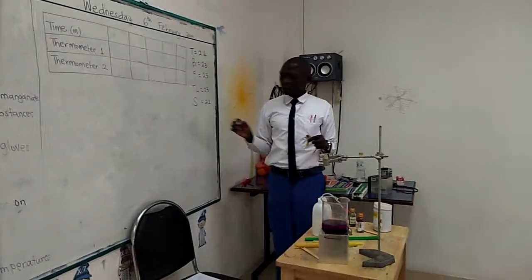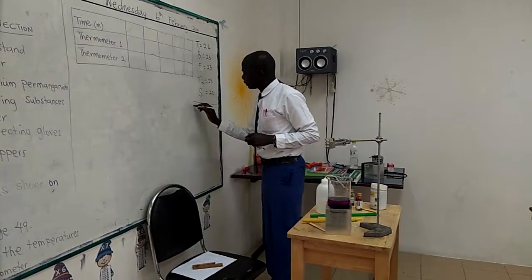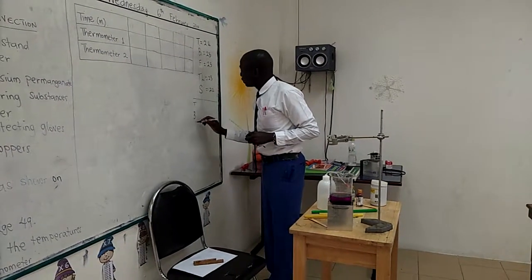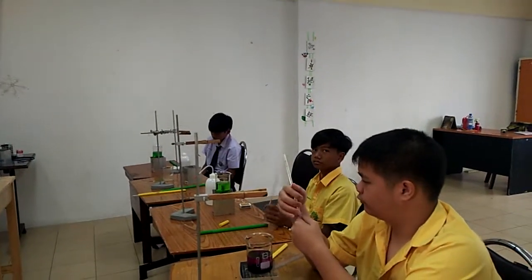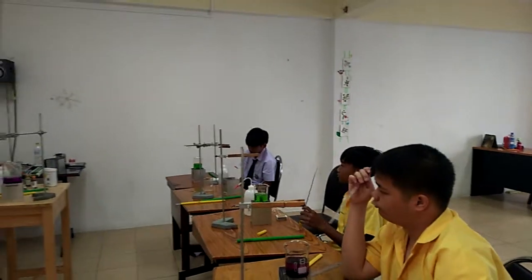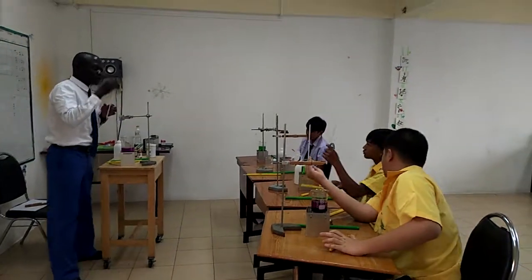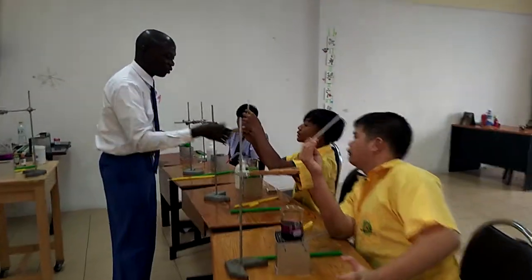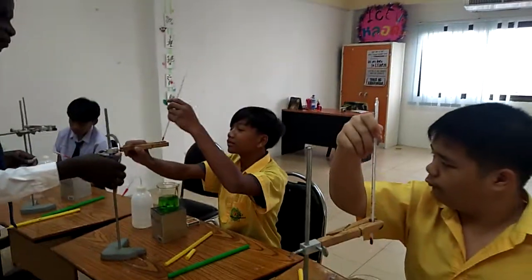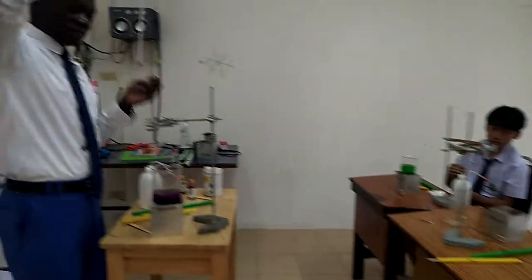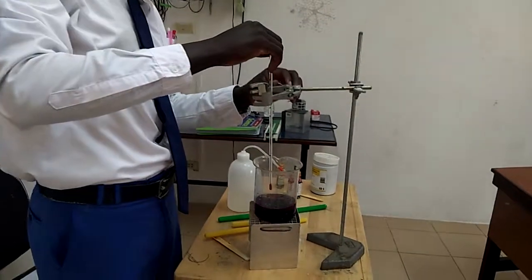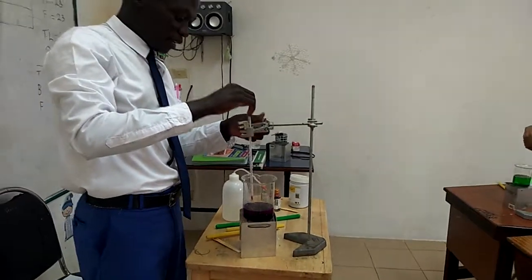What about the green one? You open the green and then you see. But before you open the green, you are going to arrange your experiment like this. Get this thermometer and you hold. You're going to lower it, the red part, that bulb must go up to and touch the liquid. It must touch the liquid.